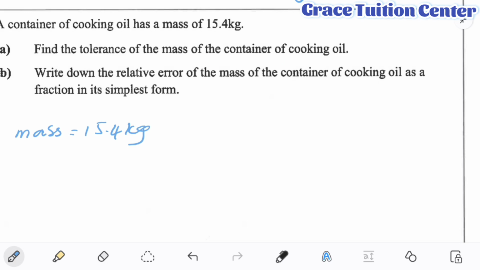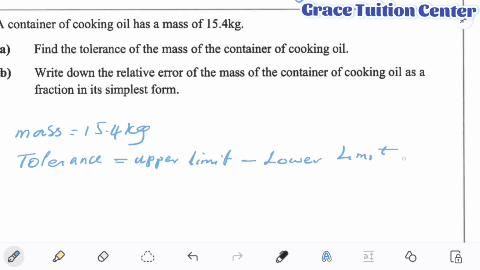Find the tolerance of the mass of the what? Container. So tolerance is simply found by subtracting the upper limit minus the lower limit. What does that mean? The upper limit is the acceptable error. Are you together?